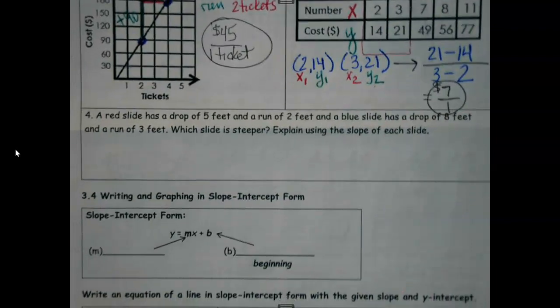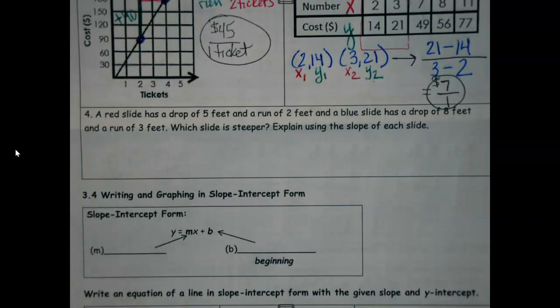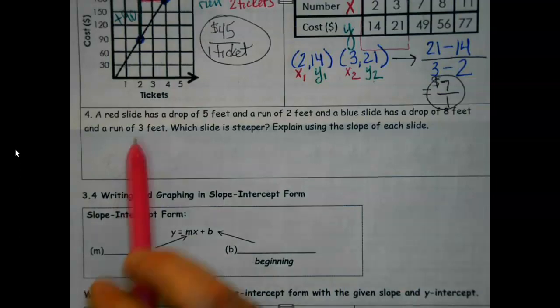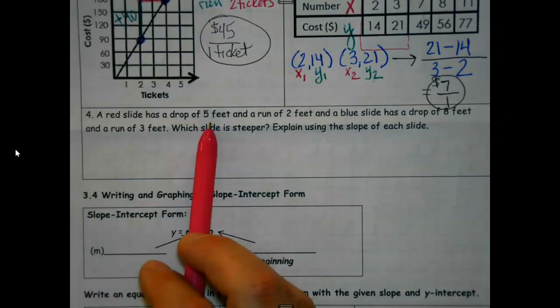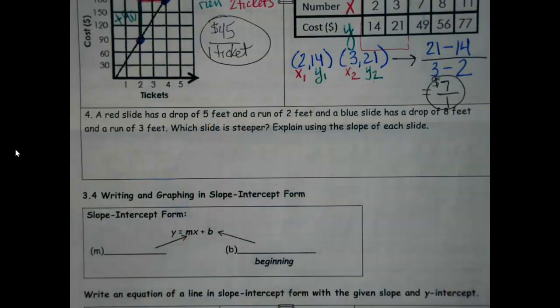Okay, one last one on here, and then I'll get you a little bit of start on the practice, and we'll be okay. A red slide has a drop of 5 feet and a run of 2 feet. Okay, so let's do a little labeling here.